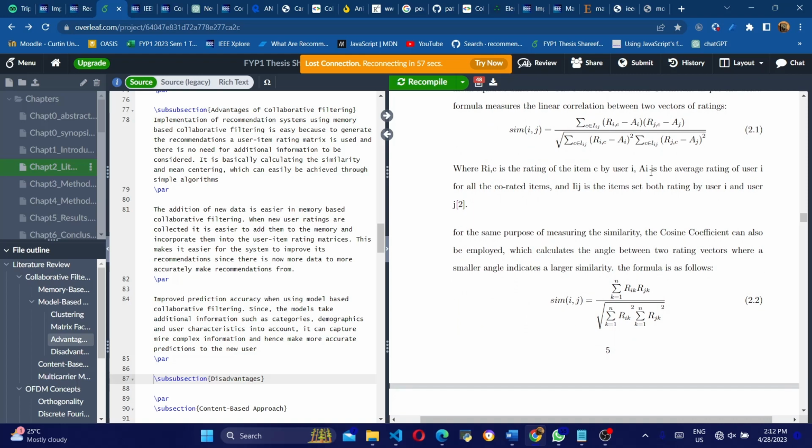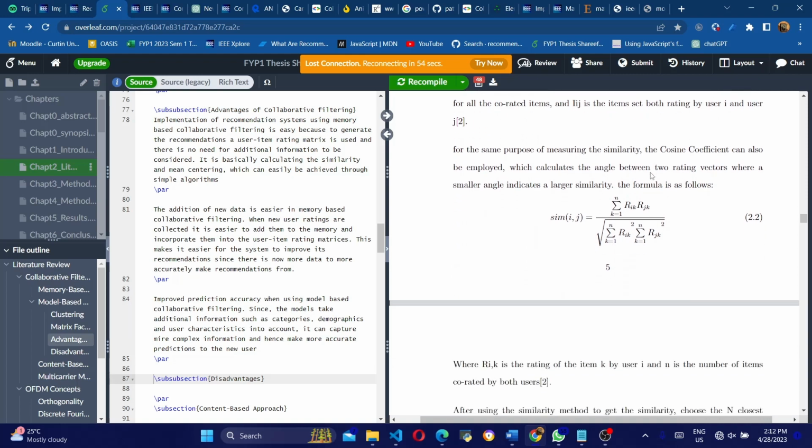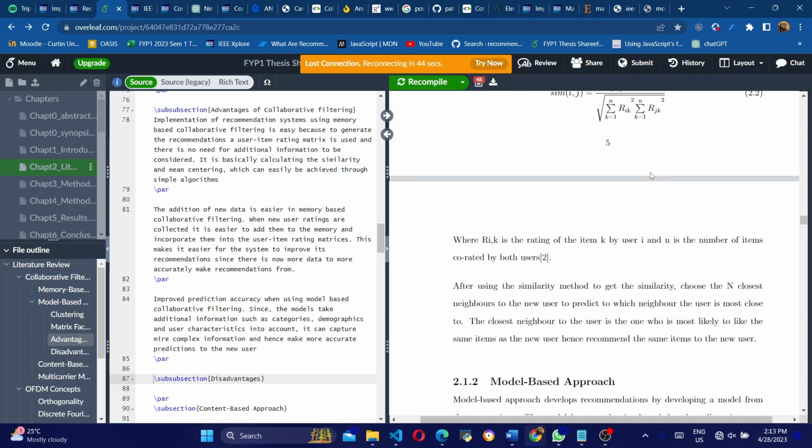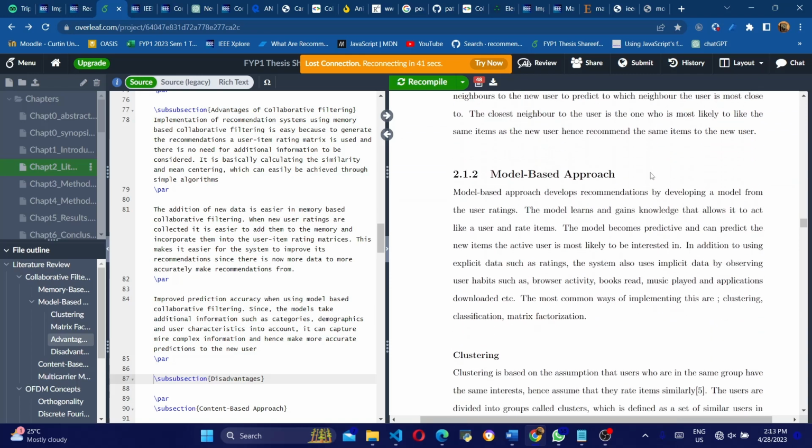And for cosine coefficient, the formula is as below, where RIK is the rating of the item K by user I, and N is the number of items correlated by both users. Then moving on to model-based approach. Model-based approach develops recommendations by developing a model from the user ratings. By developing a model from the user ratings, the model learns and gains knowledge from the pre-recorded user and item interactions, right?